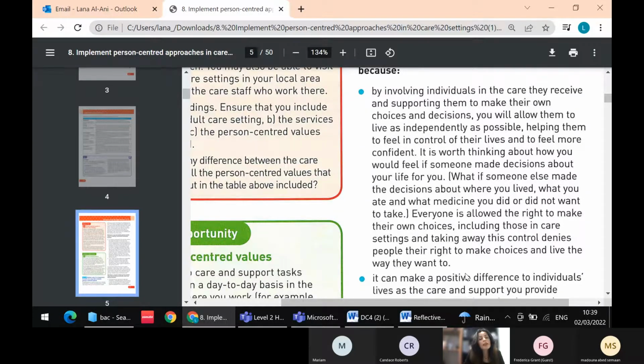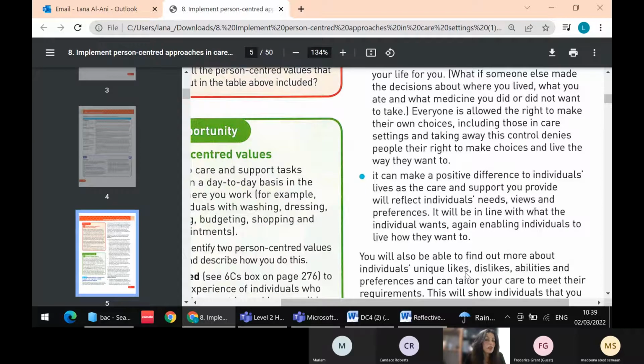Also, it can make positive differences to individual lives, as care and support you provide will reflect individual needs, values, preferences. It will be in line with the individual, what they want. Again, enable the individual to live how they want to live. So it's all about giving each one of my clients control over their life, their wishes, their preferences, and make them satisfied, make them happy, make them in full control of their own lives. No one controlling them.